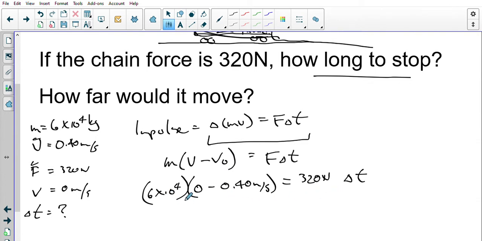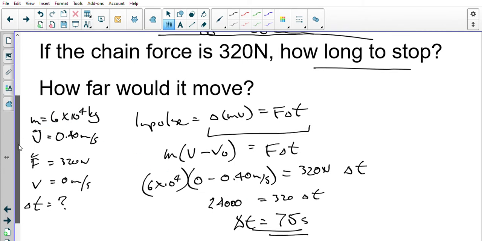So we can just do our 6 times 10 to the 4th times our 0.4. This comes out to be 24,000 on this side, equal to 320 delta t. So we divide this by 320. And so then delta t comes out to be 75 seconds. That's how long it took to stop.